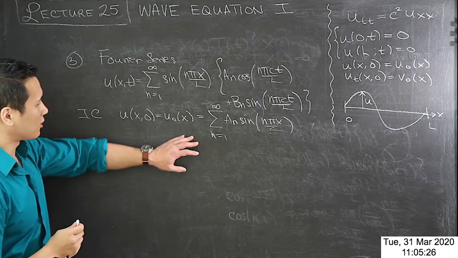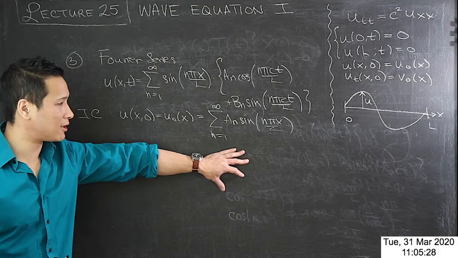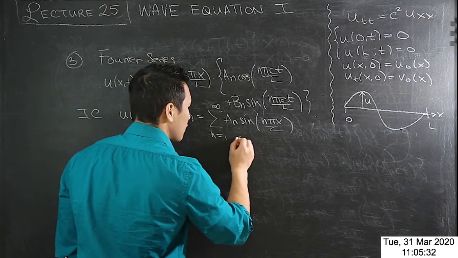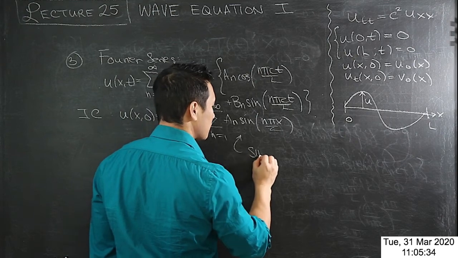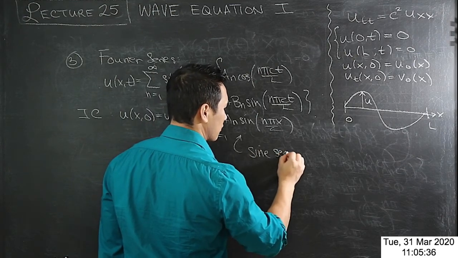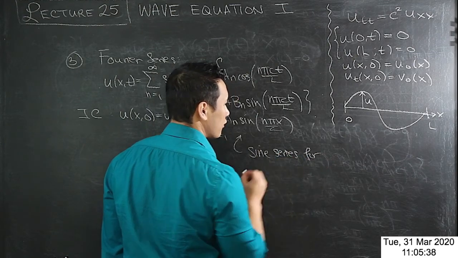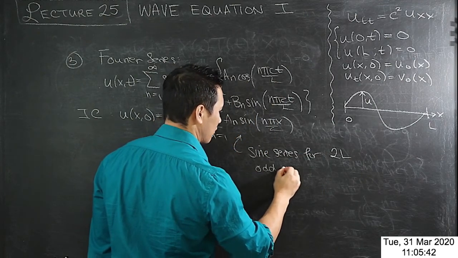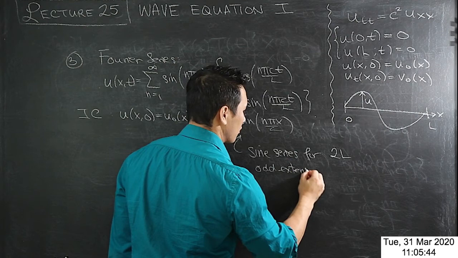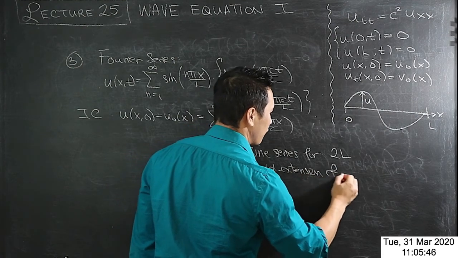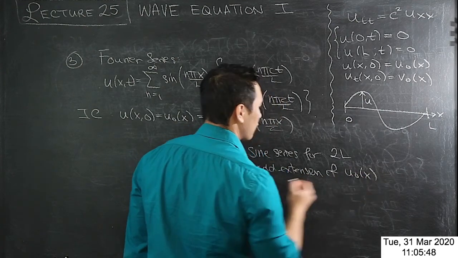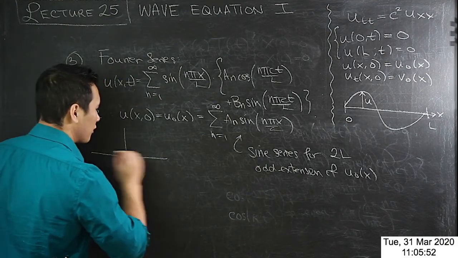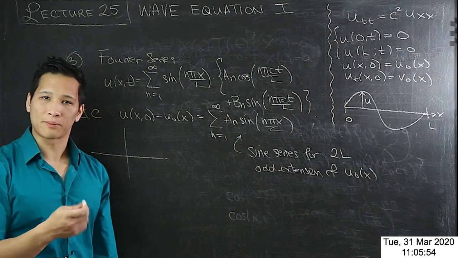Aha, you say, well, this is just the sine series for the u naught of x function. So this here is the sine series for the 2L odd extension of u naught of x. So u naught of x is originally defined. Remember, u naught of x is an initial displacement, right?